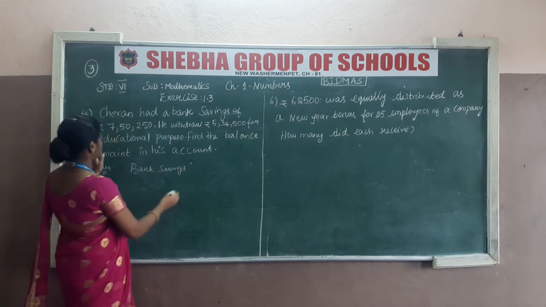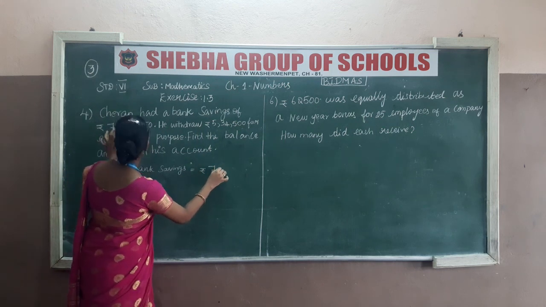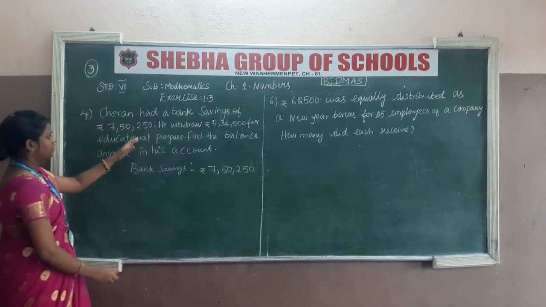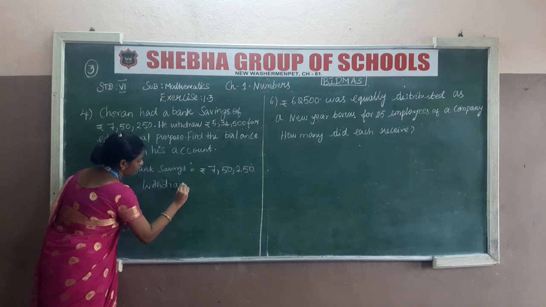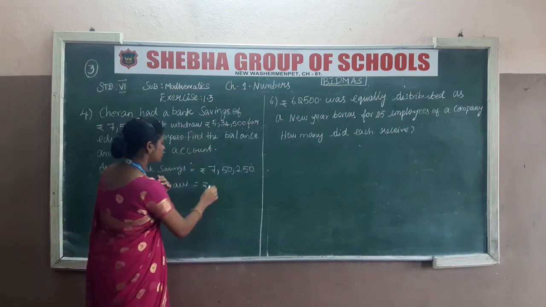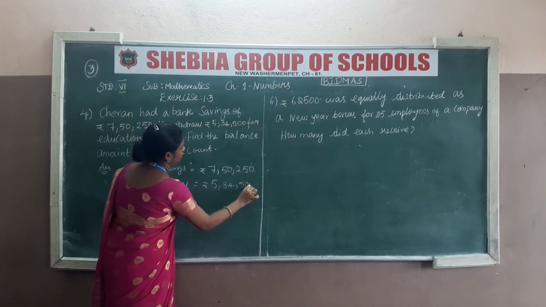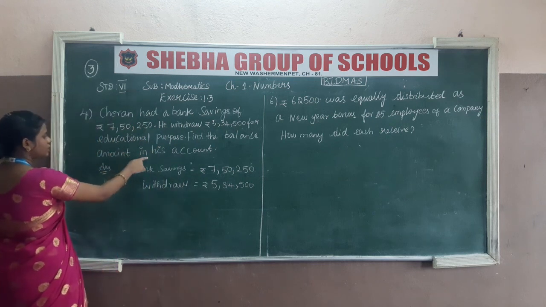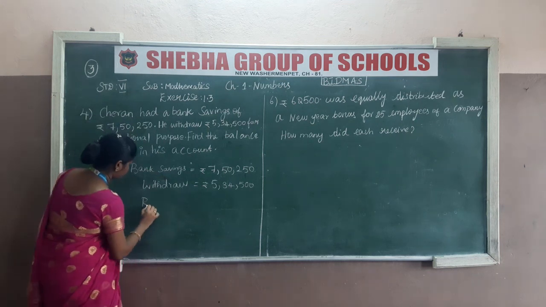Bank savings rupees 7,50,250, and withdrawal rupees for the educational purpose 5,34,500. Okay, then find the balance amount in his account.